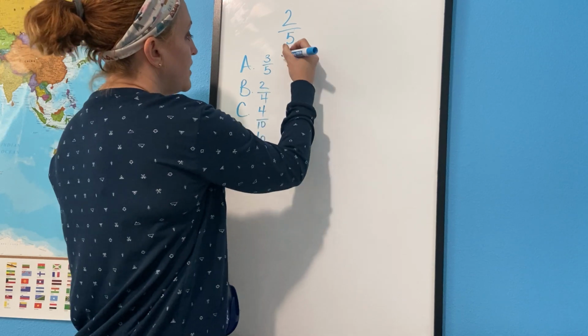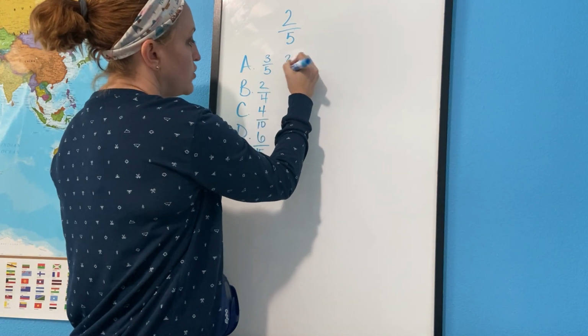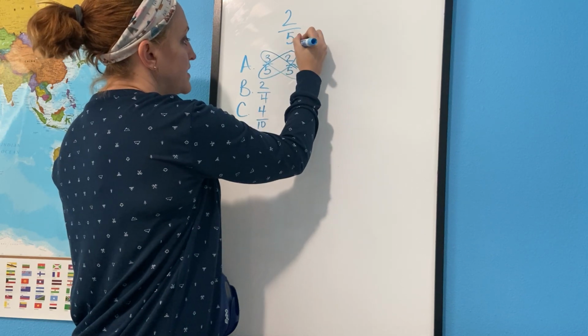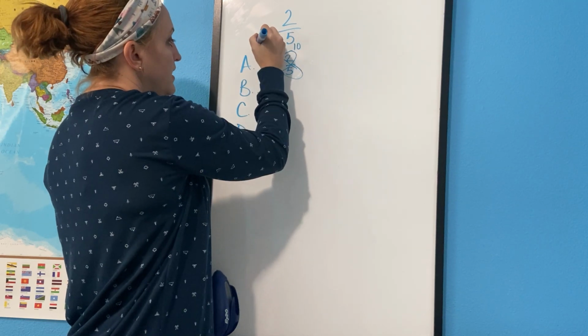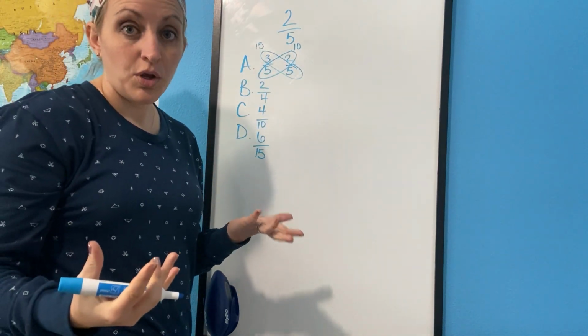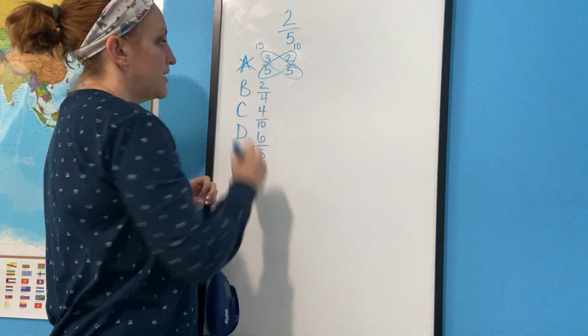So let's compare. I'm going to put my 2/5 here, do my butterfly strategy. 5 times 2 is 10. 5 times 3 is 15. Are 15 and 10 the same number? No. So A is not correct.